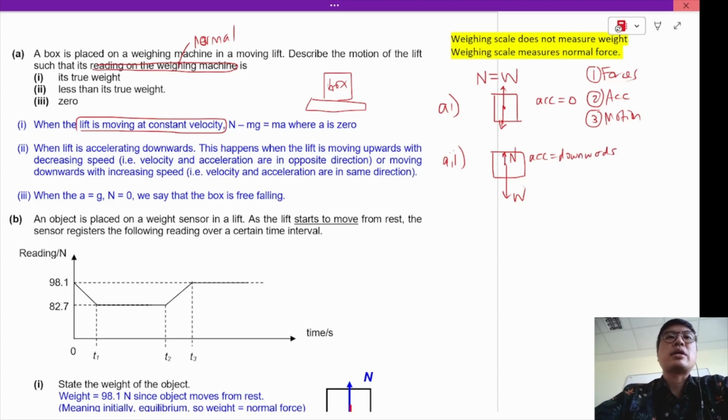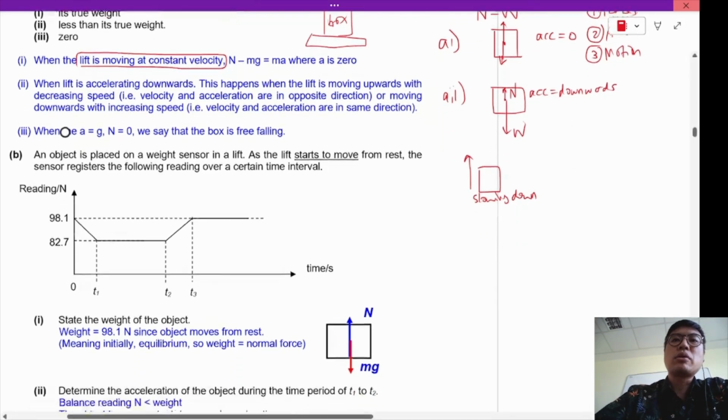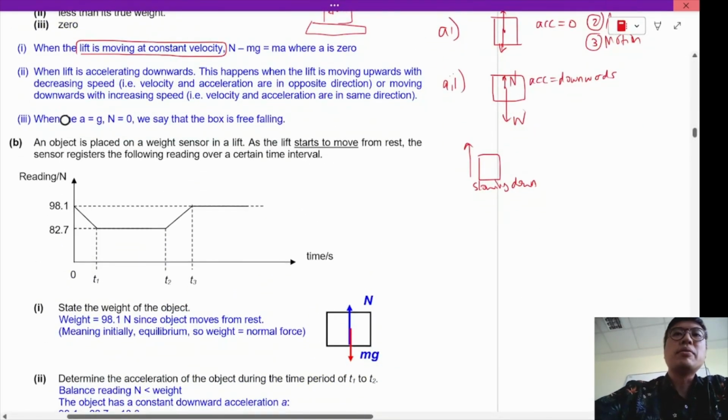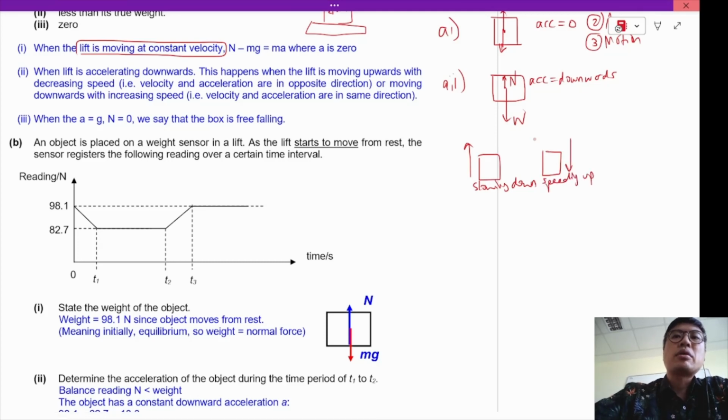So that gives us the answer that the lift is accelerating downwards. Now, this can happen in two situations. The lift is going up but slowing down. When the lift is going up but slowing down, its acceleration is downwards. But when the lift is going down but speeding up, then the lift is also accelerating downwards. In both cases, the acceleration is downwards.